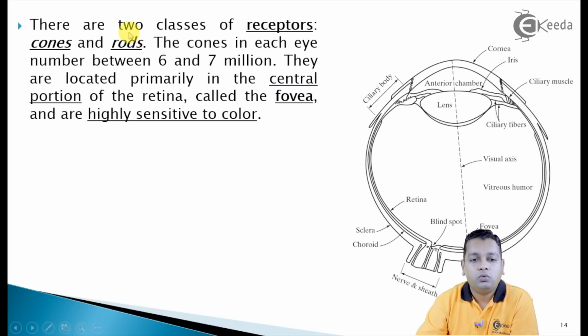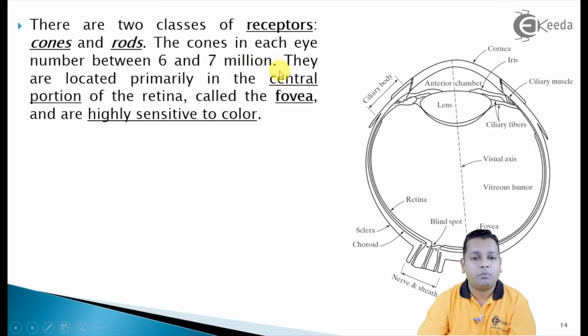Now there are two classes of receptors. Receptors are actually the sensors. In the previous video we have seen the components of an image processing system. The very first block that we have seen, the very first important one, is the sensor, the image sensors. So these are the receptors of two types in the human eye. These are called the cones and the rods. The cones in each eye number between 6 to 7 million.